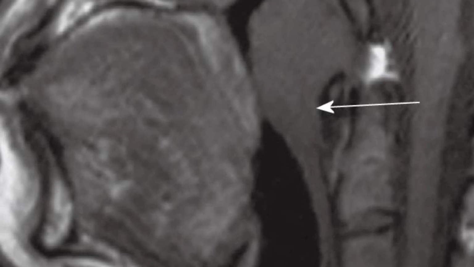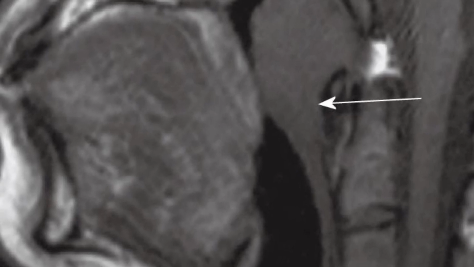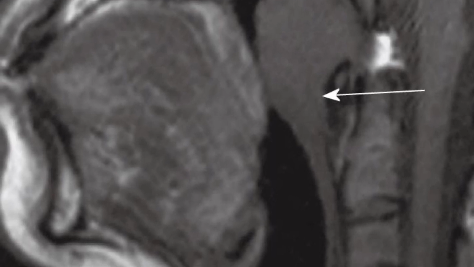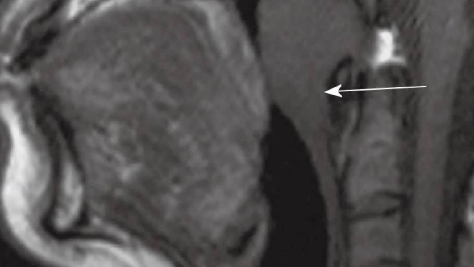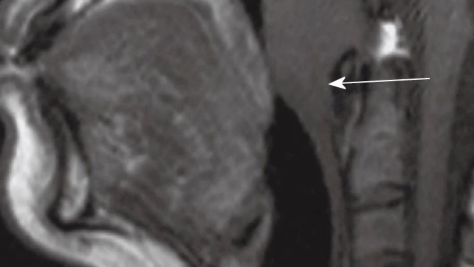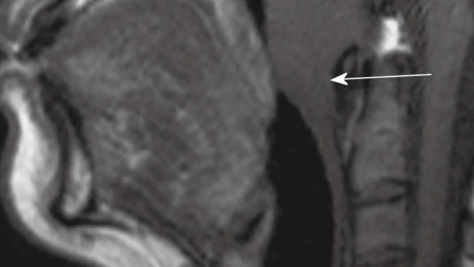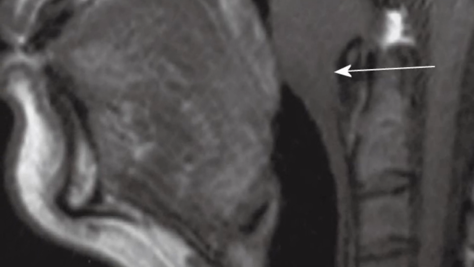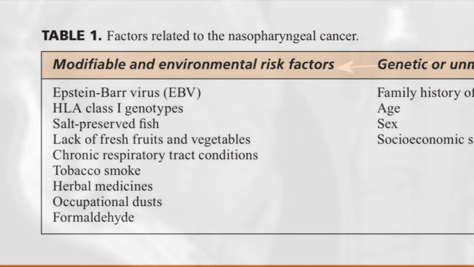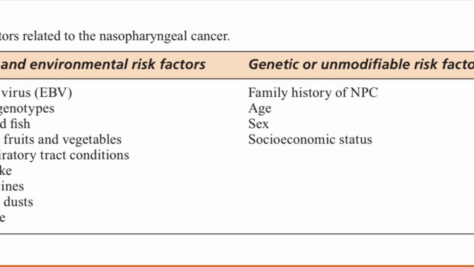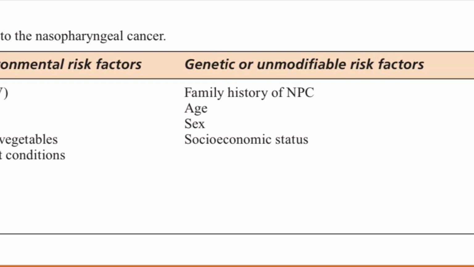MRI is the investigation of choice in soft tissue tumors. You can see the nasopharynx is full of this nasopharyngeal mass, and endoscopic biopsy of this tumor is the gold standard. For staging of the disease, you should do a PET-CT scan.